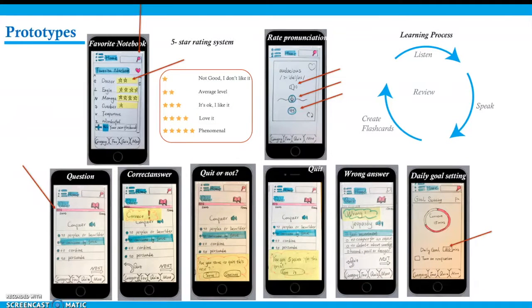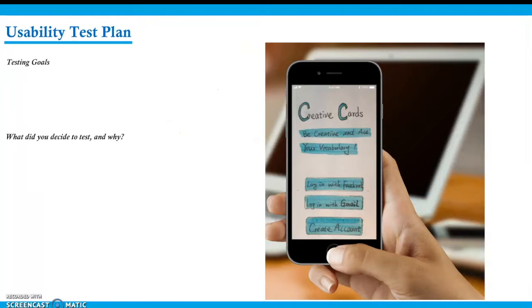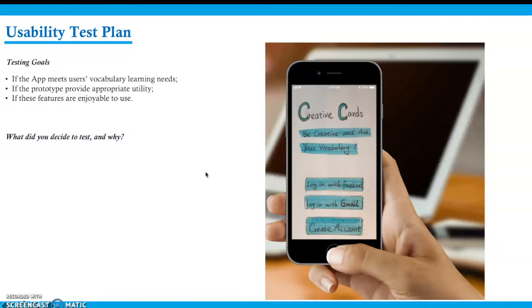After finishing this low-fidelity prototype, the usability testing was conducted to unveil problems. During the testing, I asked 3 participants in person to play with the prototype. I needed to know if the prototype provides appropriate utility and if these features are enjoyable to use. I created these scenario tasks to test the main features of the app.